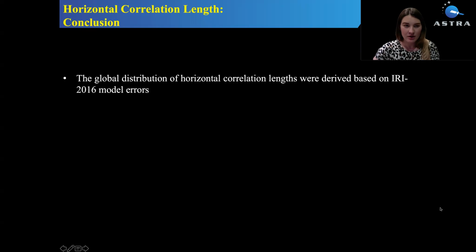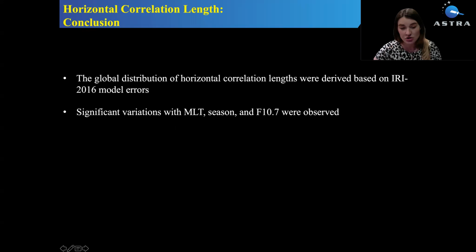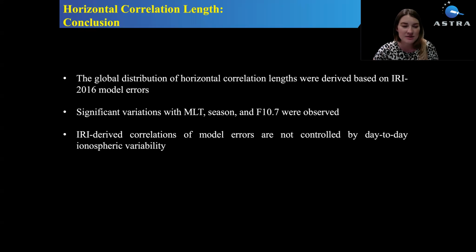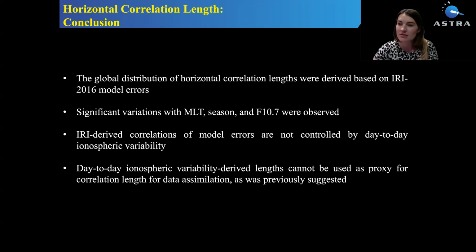So in conclusion, the global distributions of horizontal correlation length were derived based on IRI 2016 model errors. Significant variations were seen with magnetic local time, season, and F10.7 solar flux index. We found that IRI-derived correlations of model errors are not controlled by day-to-day ionospheric variability, because the distribution of variability-derived correlation lengths looked really different from the one derived from IRI. So we conclude that day-to-day ionospheric variability derived length cannot be directly used as a proxy for construction of the error covariance matrix for data assimilation.